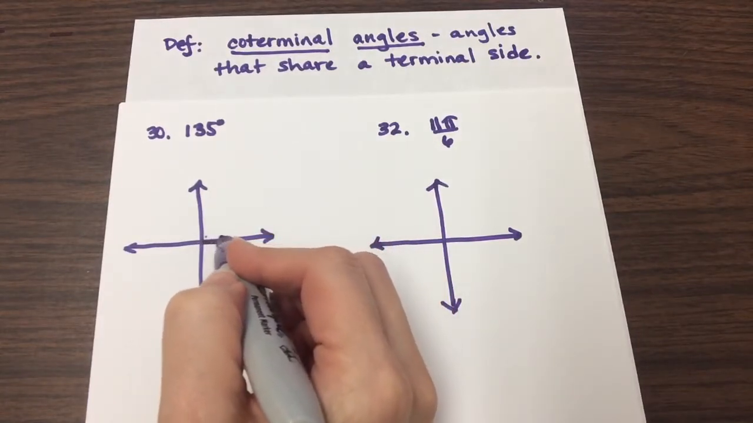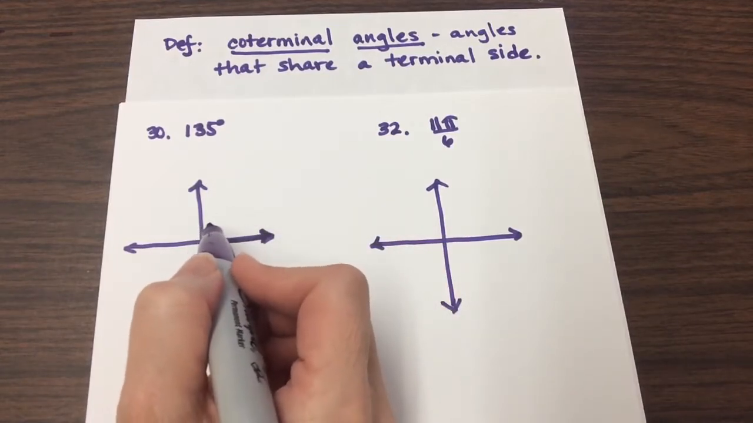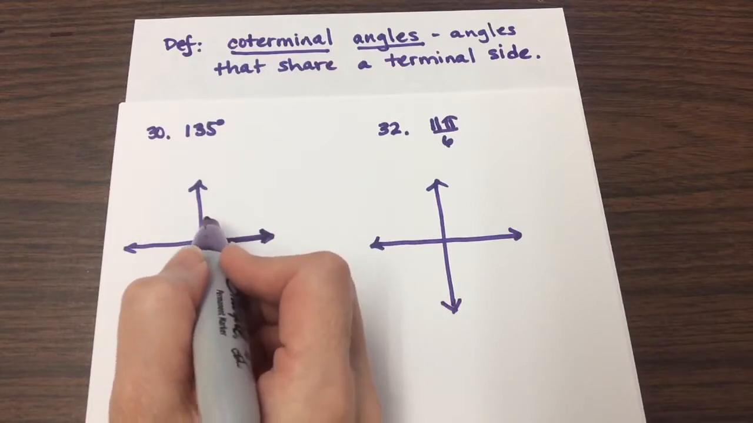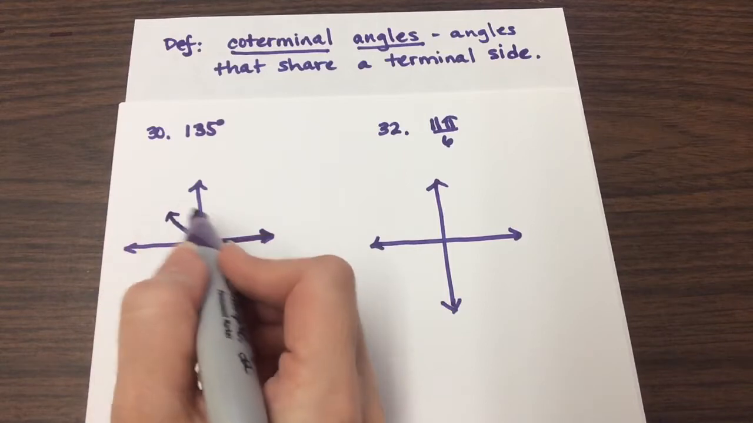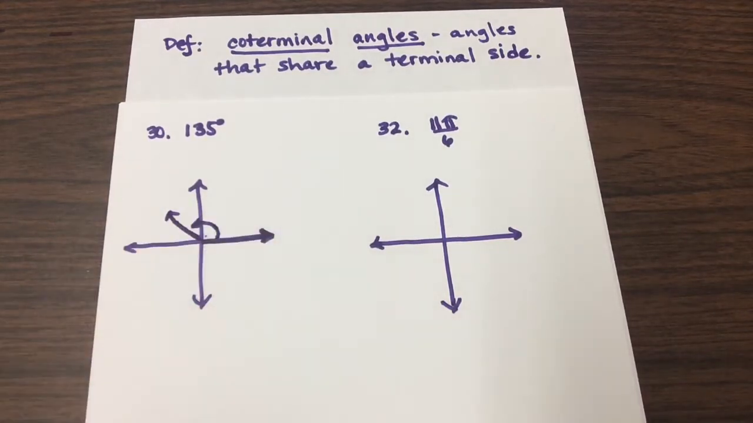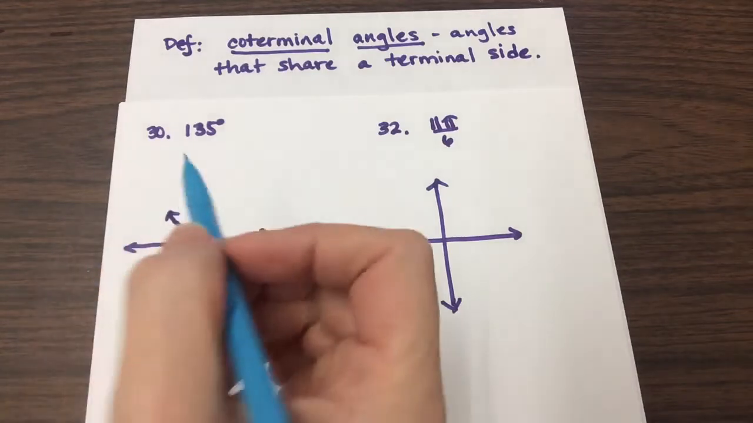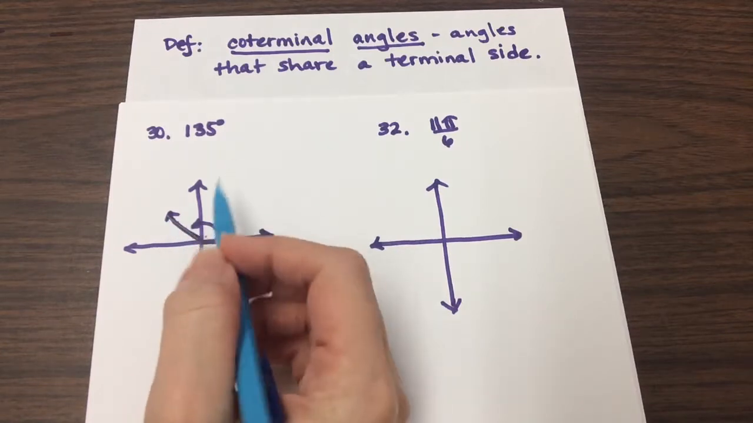135 degrees, I'm going to start in standard position, which means I'm starting on the positive x-axis, and I'm going 135 degrees counterclockwise, so 90, 45 more. So I'm looking at that angle right there. All right, now if I need two coterminal angles of 135 degrees, that means I am finding another angle that stops right here.